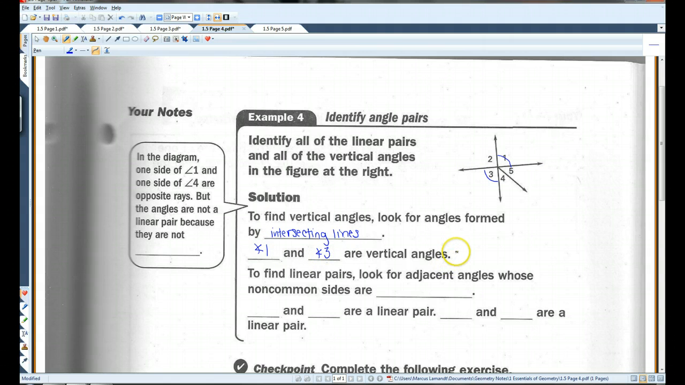To find linear pairs, we're going to look for adjacent angles whose non-common sides are opposite rays. Okay, we're basically looking for angles that make a straight line. Angle 1 and 2, these two angles make a straight line. Also, angles 2 and 3, these two angles make a straight line.